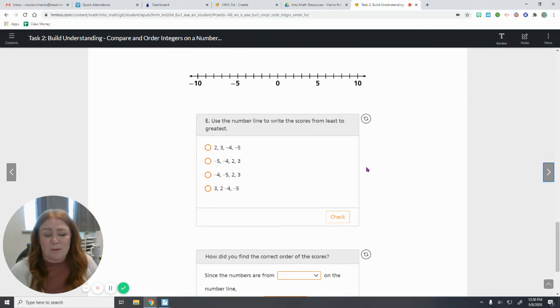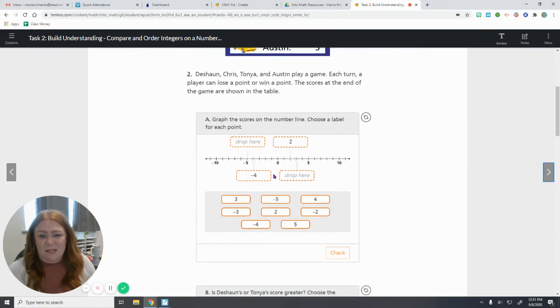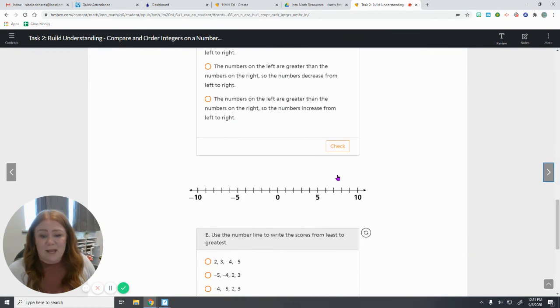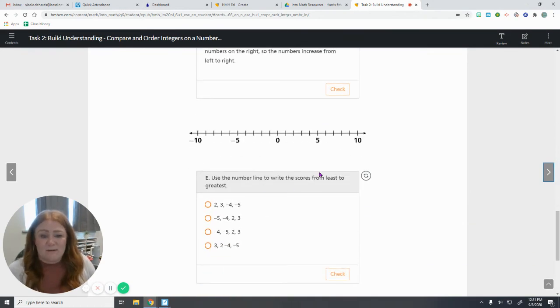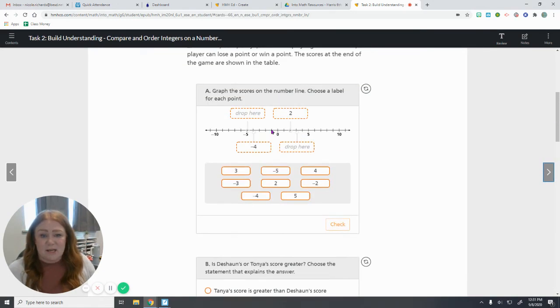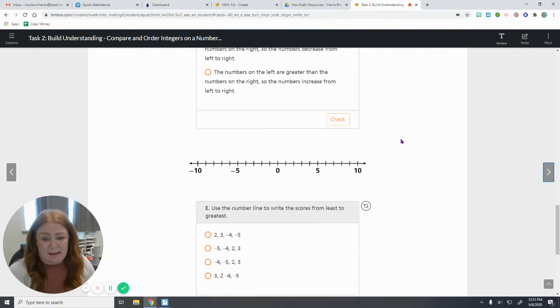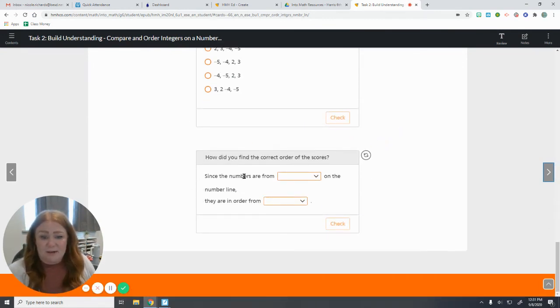Hey, one thing you might want to do now for E is you might want to quickly draw yourself a number line and put on there 2 and 3 and negative 4 and negative 5. Or you can come back up and use this number line from up above. And we're going to place those numbers in order from smallest to greatest. So looking up here, we're going to start at our smallest one and work our way over to the right and put those in order as we come to them. And then here, we're going to tell how did you figure out those scores in order from smallest to biggest.